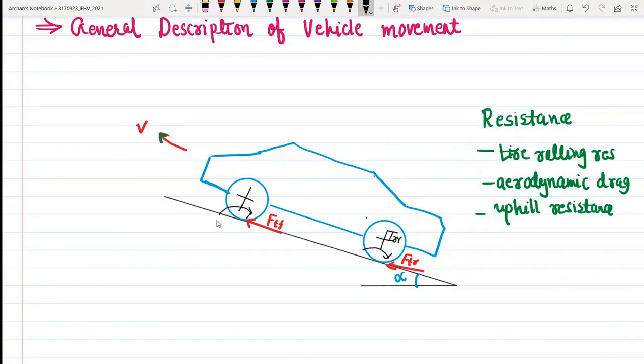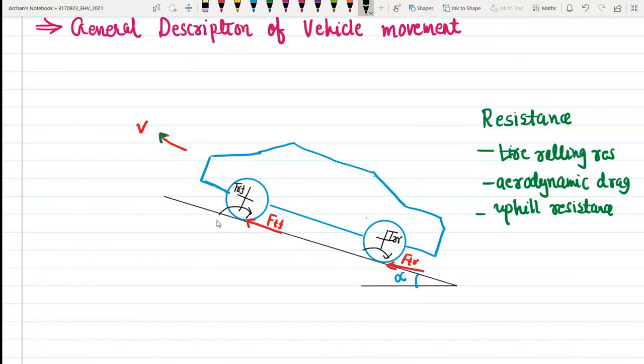So it will be TRR and TRF. Okay, and this is the reason why our vehicle is moving up. Now talking about the resistance. As I have told you, the first resistance will be tire rolling resistance, right? So tire rolling resistance will try to stop the movement of the vehicle, right?